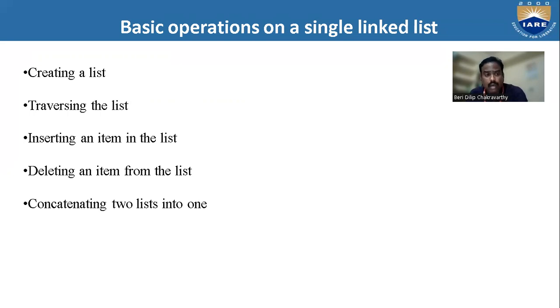Similarly, deleting an element from the list. How we are going to delete an item from the list. Finally, concatenating two lists. Suppose you take two lists, I can merge these two lists and form one list completely. So these are the various operations we are going to perform on a single linked list. Let's see all these things clearly with examples.